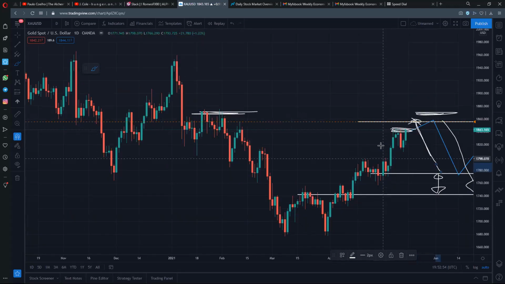So you can manage this such that you take the first order maybe at 1855, if you don't mind the drawdown, but you take a small position, maybe 20% of your position. Then you take 60% of your position around here as the main one, around 1860, 1865. Then you can place another 20% here.